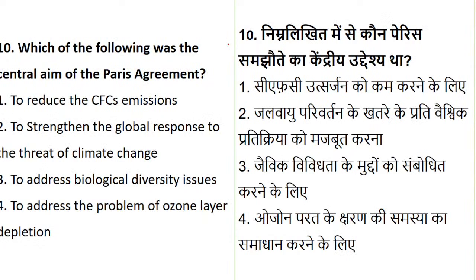Now, which of the following was a central aim of the Paris Agreement? We have done the Paris Agreement for the last 2 days, and today also we have revised it. So I hope you remember the main aim of the Paris Agreement. Whether to reduce chlorofluorocarbon emissions, to strengthen the global response, to address biological diversity, or to address the problem of the ozone layer. Which of them stands to be the central aim, the main objective of the Paris Agreement?